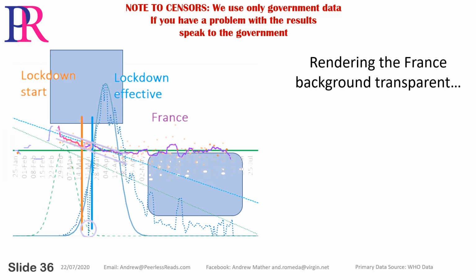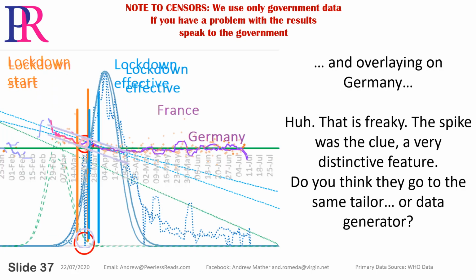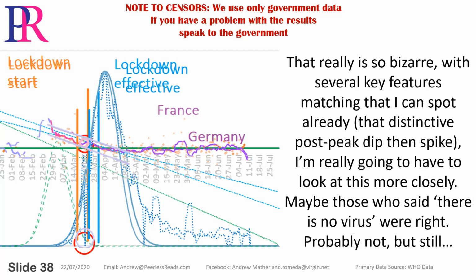Rendering the France background transparent and overlaying on Germany, that is freaky. The spike was the clue, a very distinctive feature. Do you think they go to the same tailor or data generator? That really is so bizarre, with several key features matching that I can spot already, that distinctive post-peak dip then spike. I'm really going to have to look at this more closely.